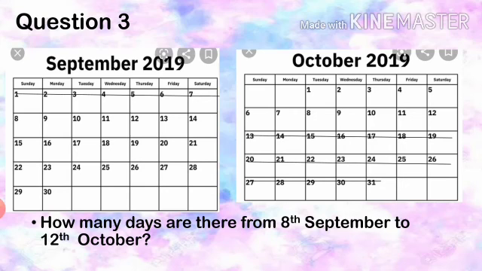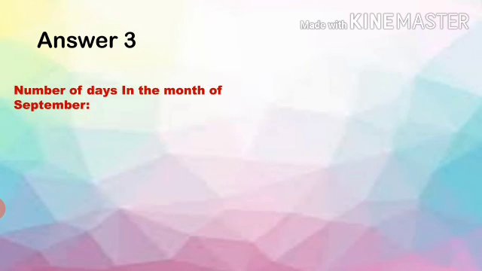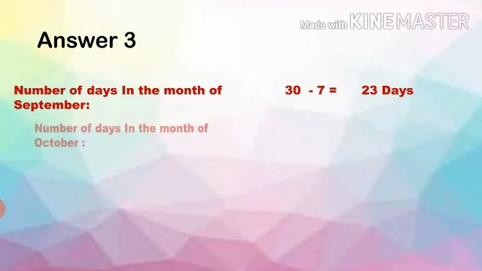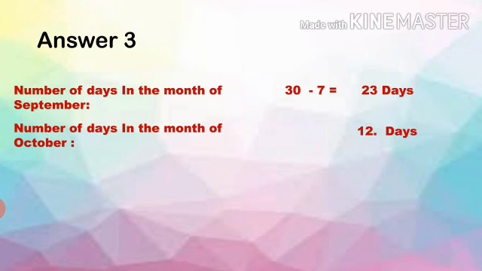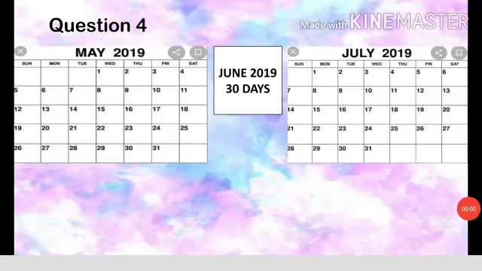Number of days in October will be 1 to 12, starting from the beginning, so no need to subtract. If you add both, you can find out the total number of days. So see, number of days in the month of September, 30 minus 7, which is 23 days. In the month of October, it is a starting date, so no need to subtract, it is just the 12 days. So the total number of days you have to add. If you add, it is 35 days. Move on to the next question.